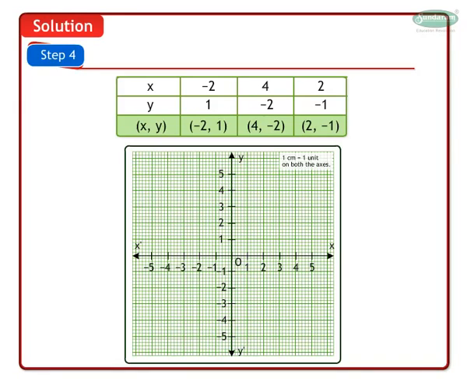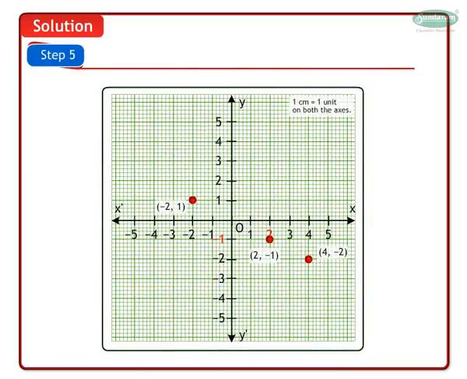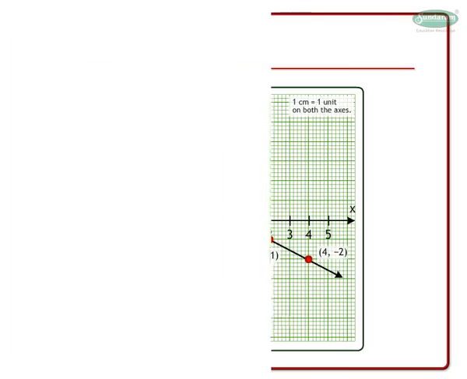The first point (minus 2, 1) will be 2 units to the left of the origin and 1 unit above the origin. Similarly, plot the other points. Step 5. Join the points to get the straight line graph. Do not forget to write the equation of the line and the coordinates of the points on the graph.